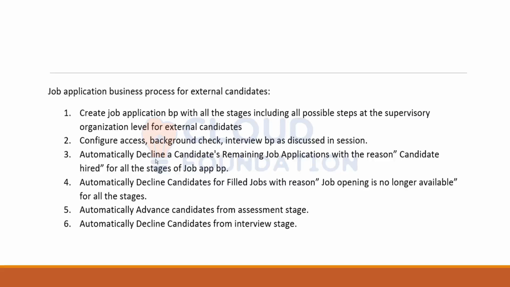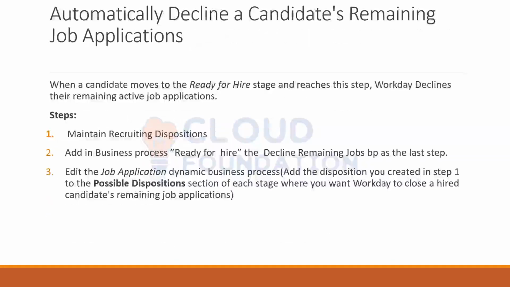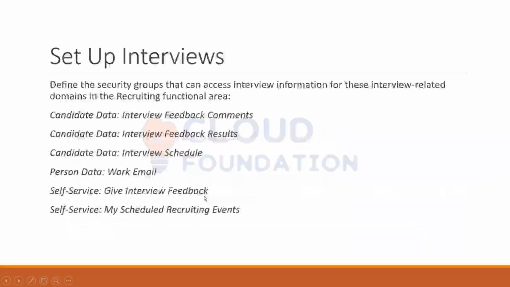Sorry, Shilpa, I did not get that. Okay, so when we were executing this particular feature, let me go back. See, what we did over here, we created disposition reasons, and in the business process ready for hire, the decline remaining jobs BP should be put as the last step. Yeah, okay, got it. And then you need to add those dispositions in each and every stage.